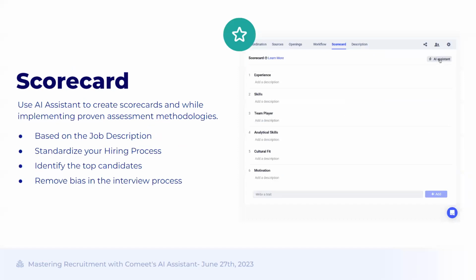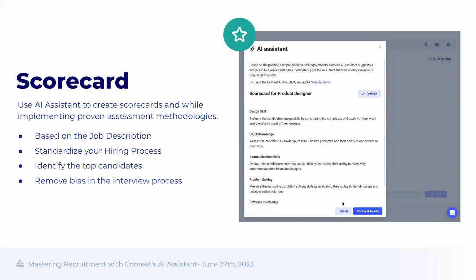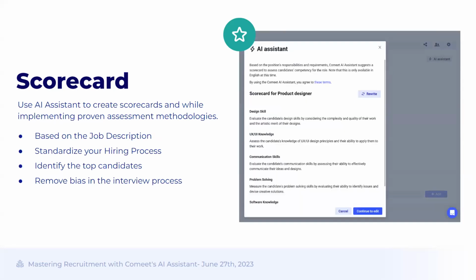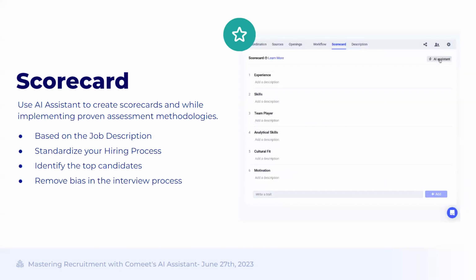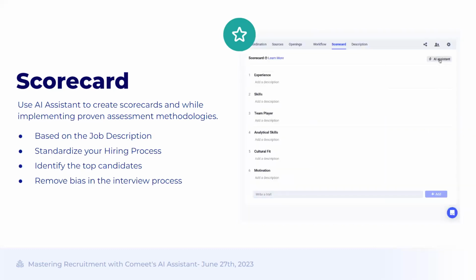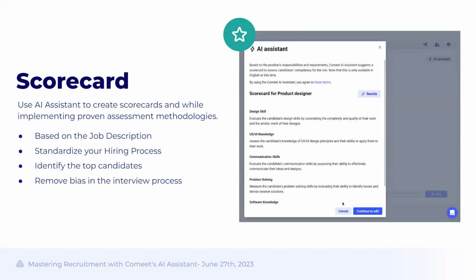So moving on to the next feature that we have in the AI assistant is the scorecard. I hope most of you are familiar with the scorecard in Comeet. It's an amazing feature that's built in, comes with a default suggestion as well. Basically, what you have here is a list of capabilities, skills, anything you'd like to measure the candidate and rank them on a star base of 1 to 5.